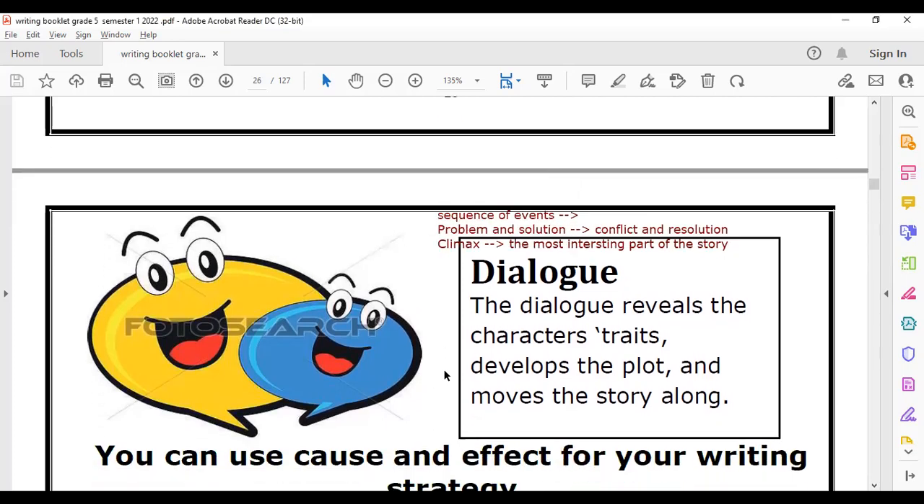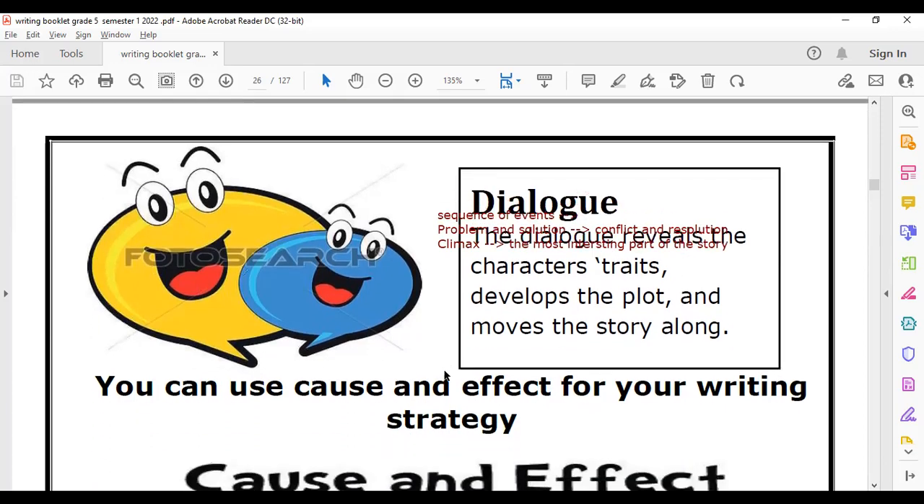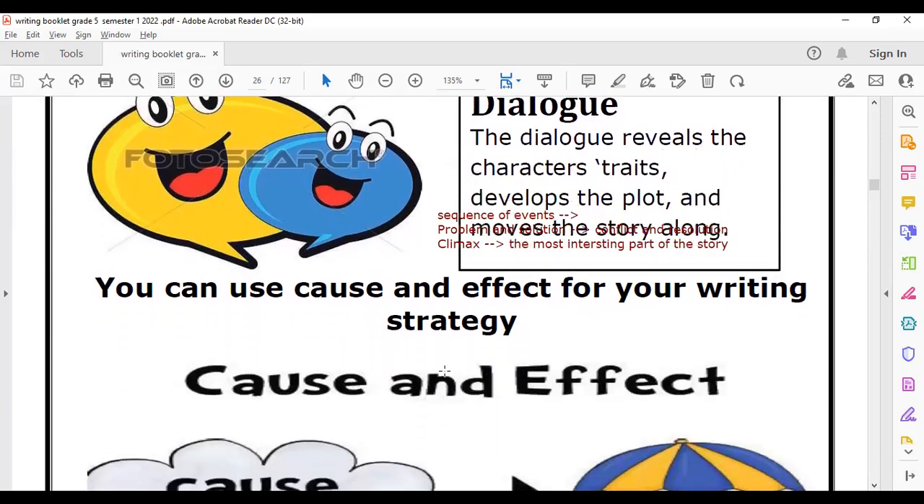Qualities, yes. They develop the plot and they move along the story. They stay with us for the whole story.